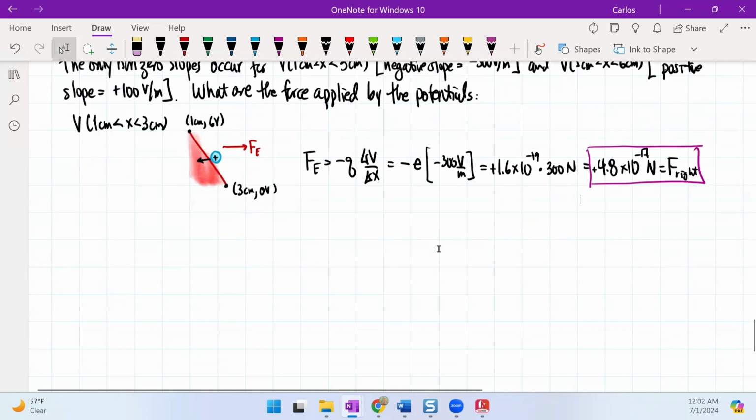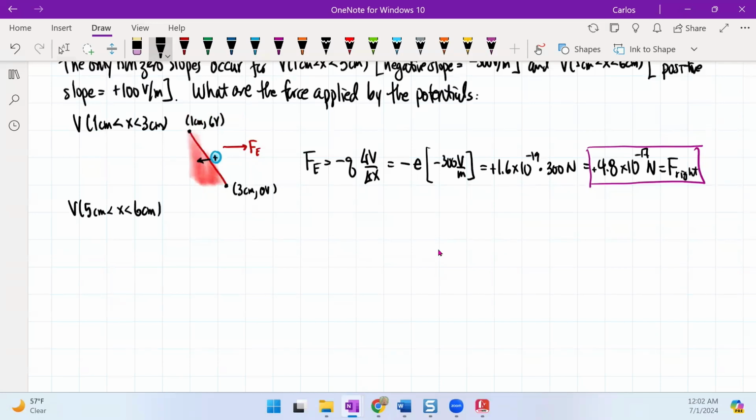Now, if I go to the next potential, this was between 5 centimeters and 6 centimeters. So when I'm looking at that guy, here's what we have. I have a positive slope here.